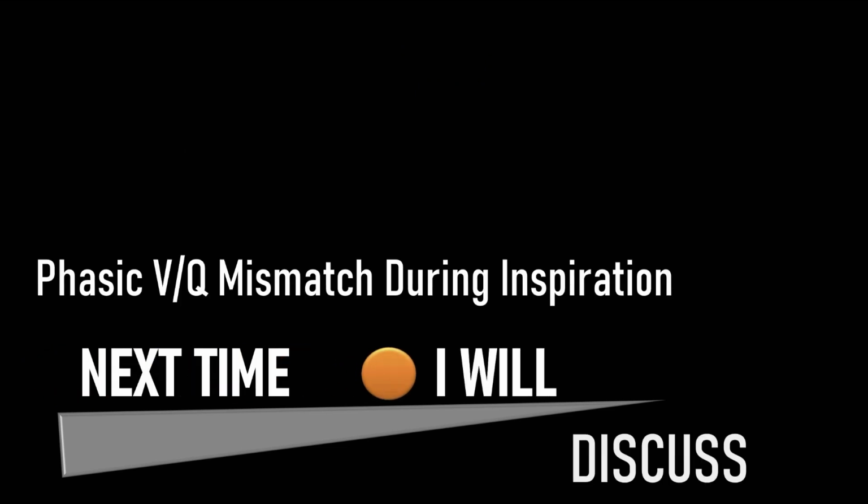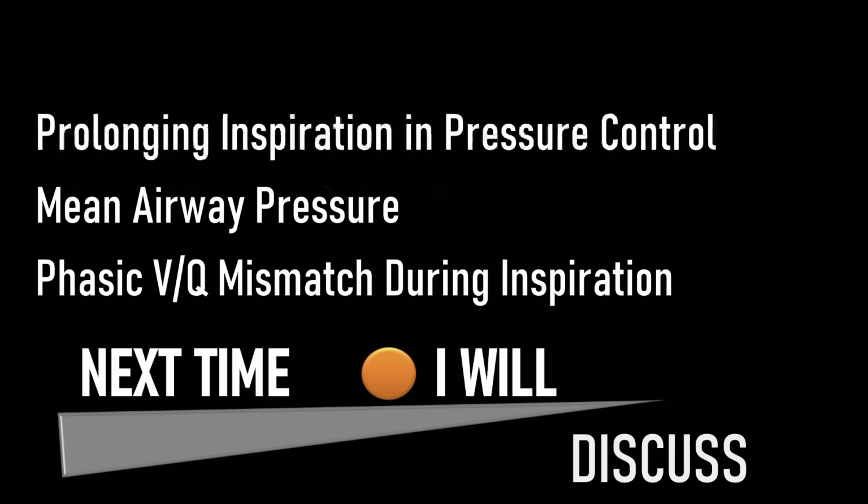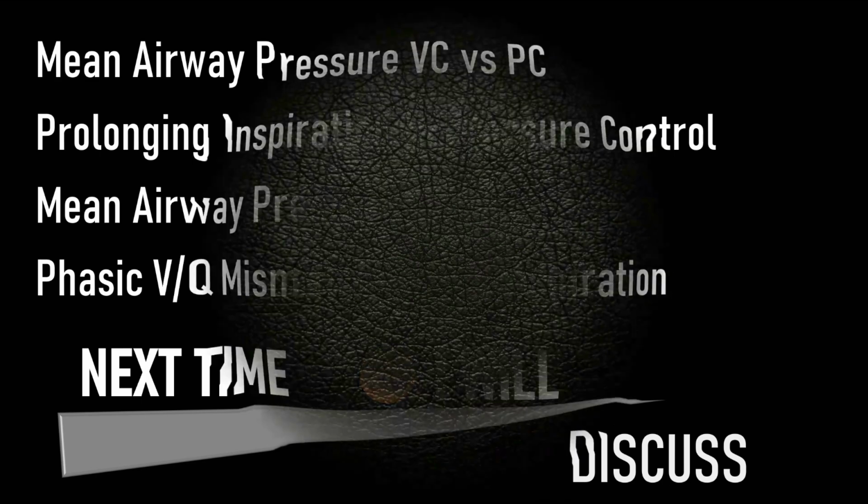Next time, we're going to do Primary Principles of Pressure Control Part 2, and I'm going to show you why pressure control is a good ventilation strategy for patients with acute hypoxic respiratory failure. We look at phasic ventilation perfusion mismatch this time, during inspiration. I'll explain the concept of mean airway pressure and why it's so important, and how to prolong inspiration in pressure control and what happens when you do so. But I'll also show you that you can increase mean airway pressure in volume control ventilation, and I'll compare and contrast the different strategies. I'll see you then, and I guarantee you'll learn something.